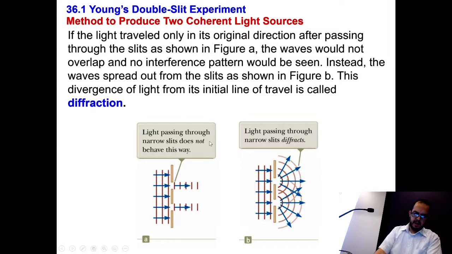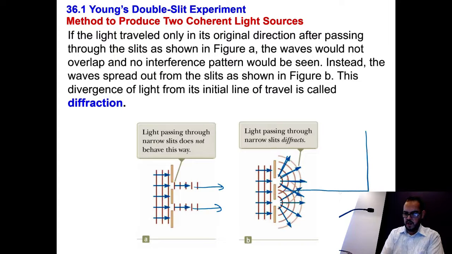You would not have an interference pattern if the waves were continuing to travel as a planar wave. So you have to have diffraction of light, meaning that the light will diverge at the slit in different directions. This is what we call diffraction. And in that case, when you put a screen here, you'll observe a maximum at the center, and so on. So this is why we put a slit, in order to have this diffraction pattern, and the diffraction pattern will give us maxima and minima at the screen.